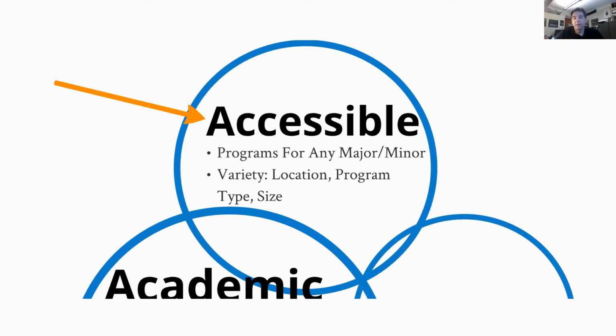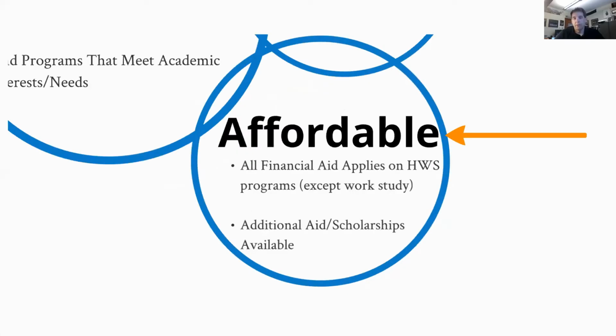Finally, these programs are affordable. You do not have to be independently wealthy to study abroad on an HWS program, because all of your financial aid applies, exactly as if you're on the HWS campus. The one exception I do have to note is work study, because we can't employ you while you're abroad. Also, in addition to your financial aid, there's other sources of support and scholarships that are available to you to help offset some of the costs.